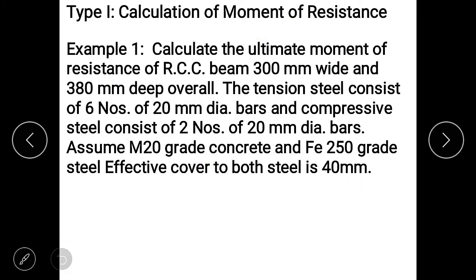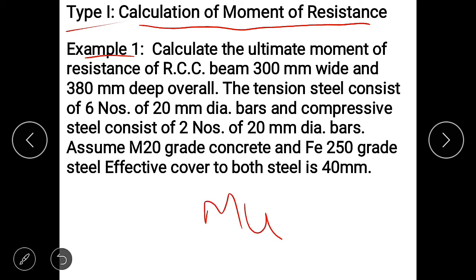Now we are going to start here, solving some numerical examples to calculate moment resistance MU. So study here type 1, calculation of moment of resistance. MU you have to calculate here. So example number 1, we start here. Calculate the ultimate moment of resistance. Means what you have to calculate here? MU.